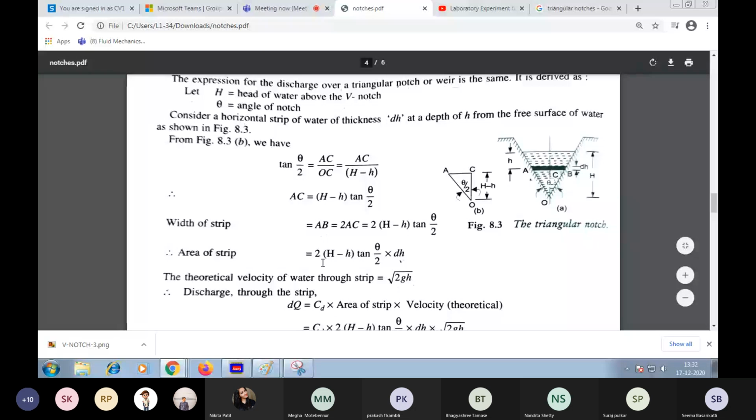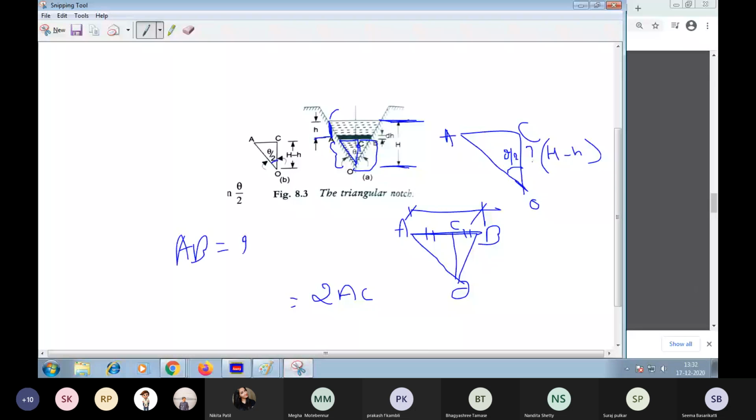So base is how much? Base, how much have we got? It is AB, which is equal to 2 into (H minus H tan θ/2). So this is the base. Okay, so what is the area of the strip? How is the strip looking? It is looking like a rectangle. Suppose you take this as AB and this is the thickness dH. So this strip is looking like a rectangle.